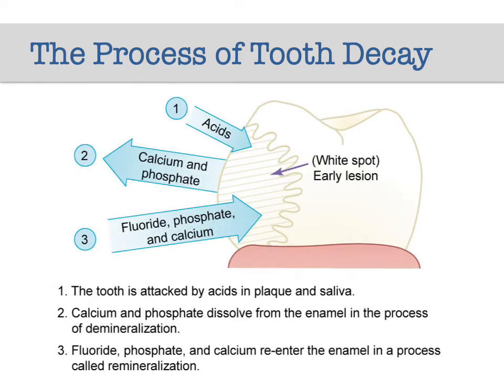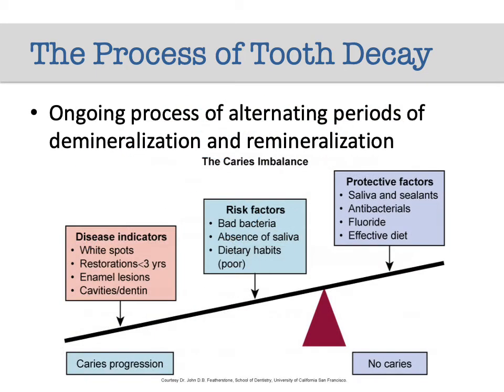First, the tooth is attacked by the acids in the plaque and saliva. Then calcium and phosphate are dissolved from the enamel in the process of demineralization. Next, fluoride, phosphate, and calcium re-enter the enamel in that process called remineralization. This is an ongoing process of alternating periods of demineralization and remineralization.